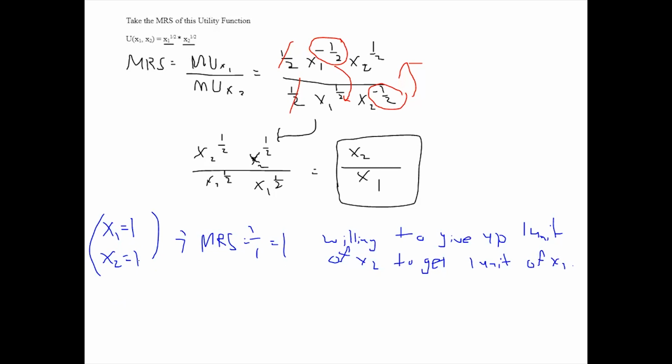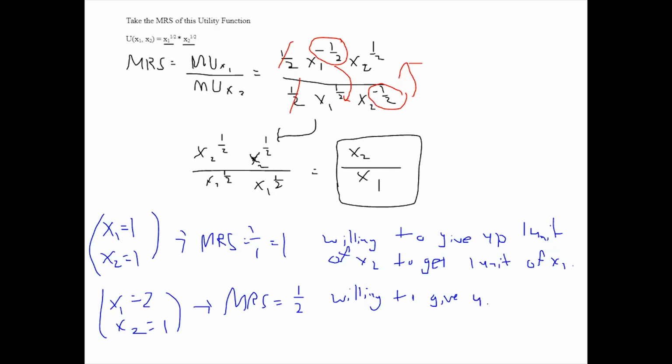Let's look at a different point to compare. What about the point x1 equals 2 and x2 equals 1? In this case, our marginal rate of substitution would be 1/2. This means we're willing to give up half a unit of x2 to get 1 unit of x1.